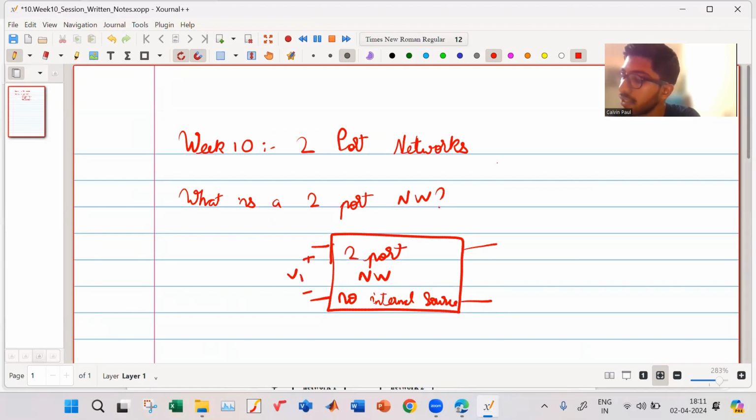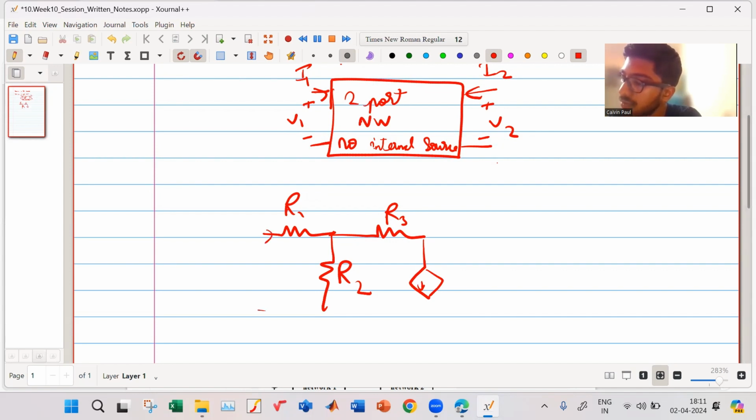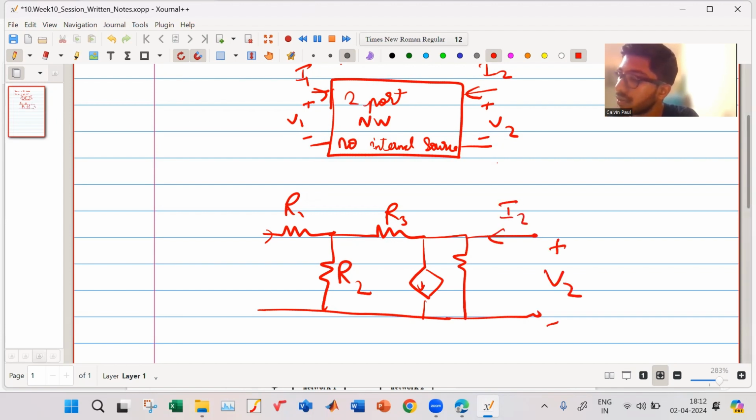Yes, sir. So suppose there is some voltage V1 here. There is some voltage V2 here. There is some current I1 here. There is some current I2 flowing over here. Okay, so this forms a two-port network. A two-port network can be anything, like some resistor R1 here, R2 here, R3 here. So this is your two port network, okay?